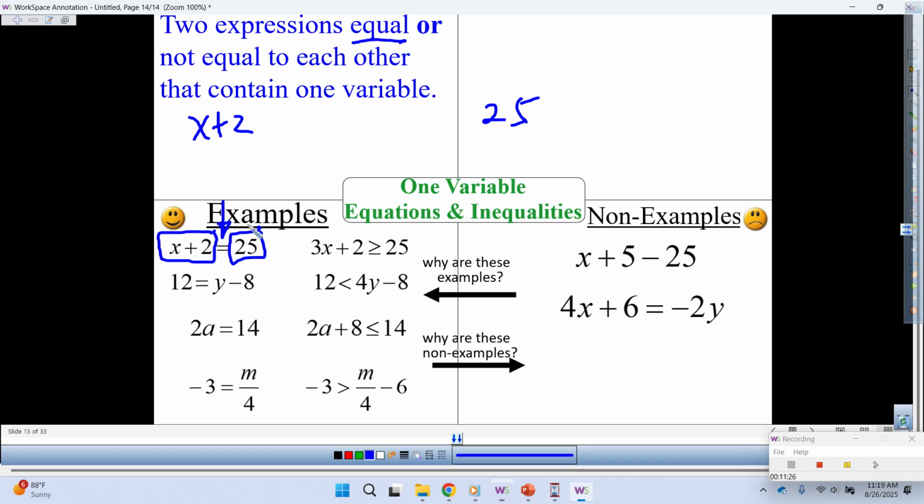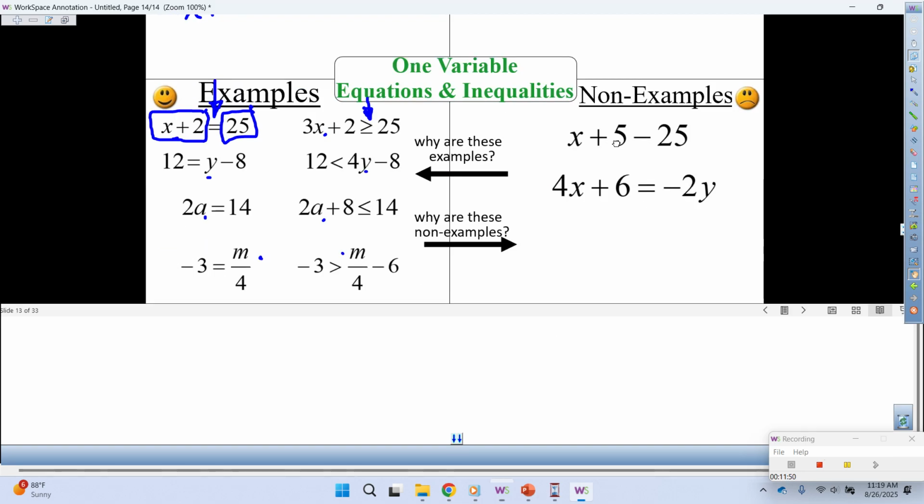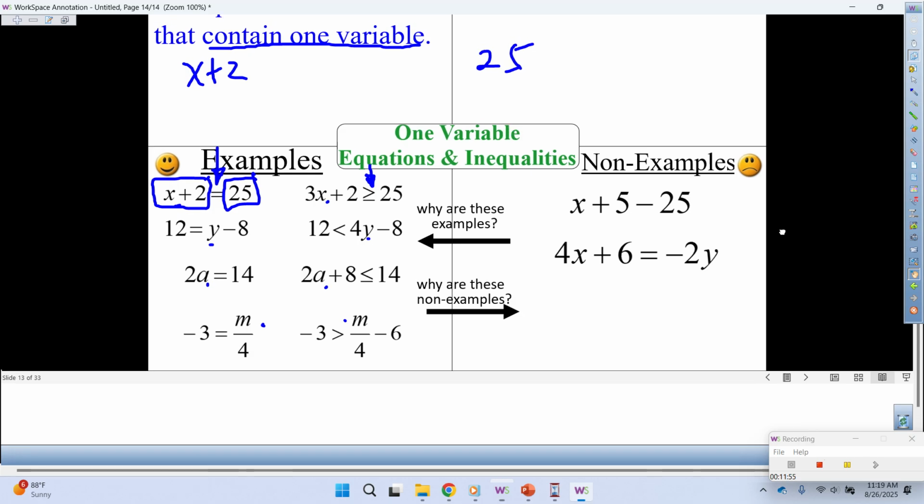But then it says two expressions equal to each other. Are they equal to each other? Yes. Over here, not equal to each other, and so on and so forth. And then it says they contain what? One variable. Okay. So with that said, tell your neighbor why these two are not one variable equations or inequalities.